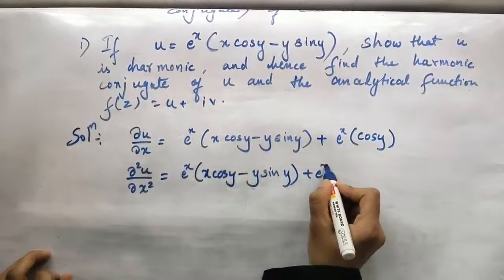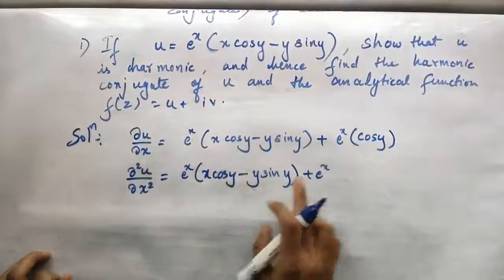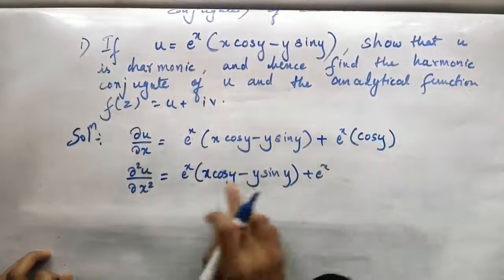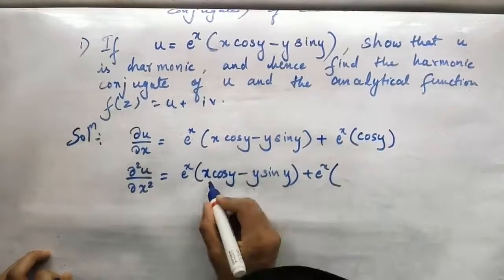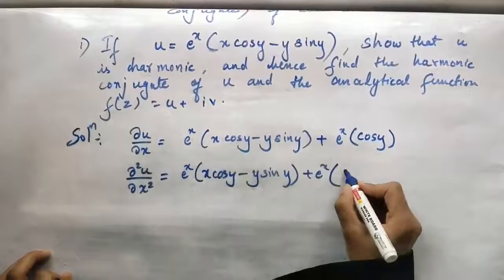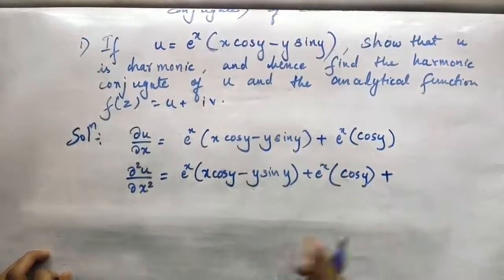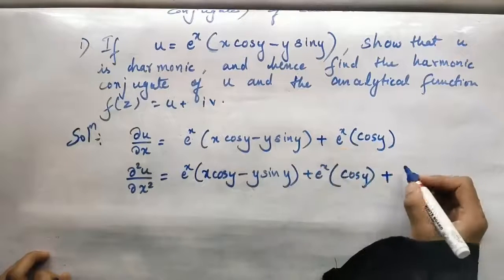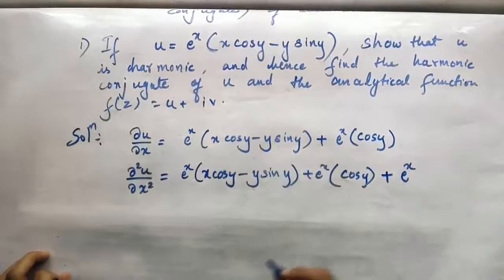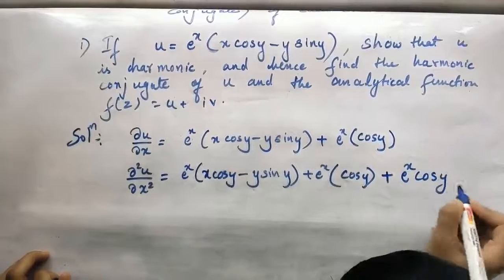plus e to power x as it is. I am still differentiating the first term. I have not touched this term yet. So now e to power x as it is, derivative of the bracket, it is only cos y. This is what you get. Plus, now I have to differentiate this term. Derivative of e to power x is e to power x, cos y as it is.